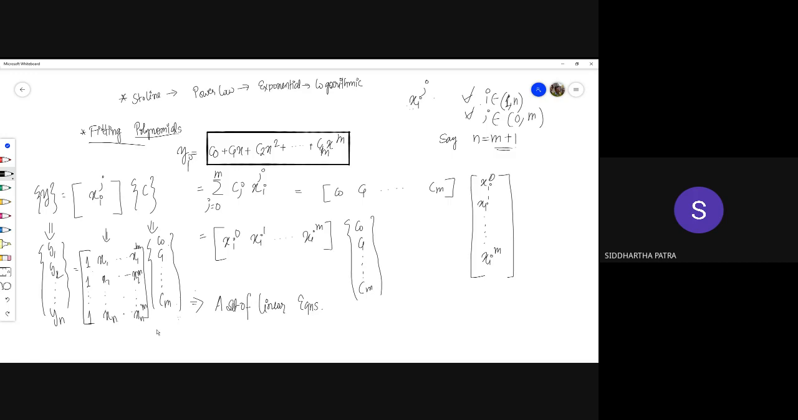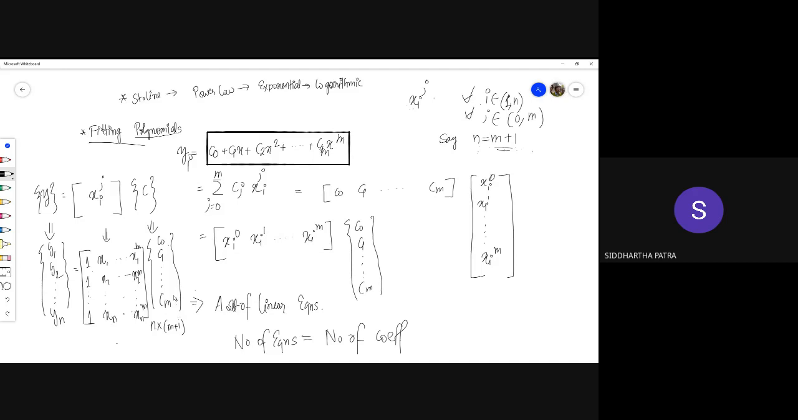Now the size of this matrix is n cross n plus 1. And if n is indeed n plus 1, then it's a square matrix. Then you have an equal number of equations and coefficients, or number of unknowns. Okay, and then you can solve this system of equations to get the values of the coefficients.